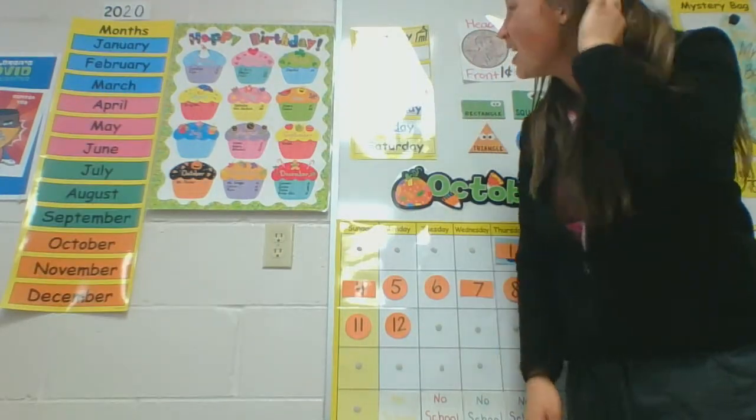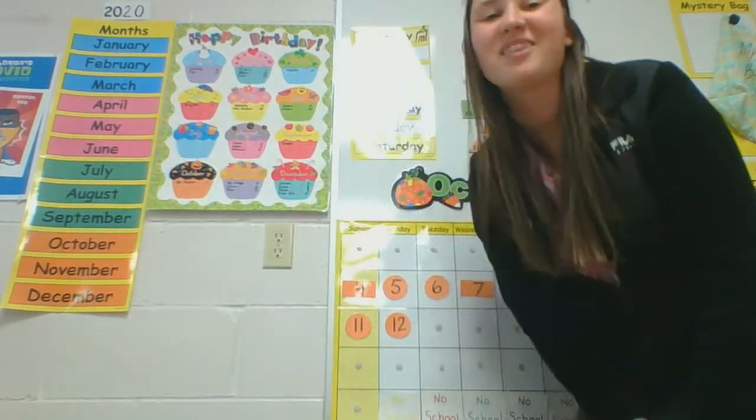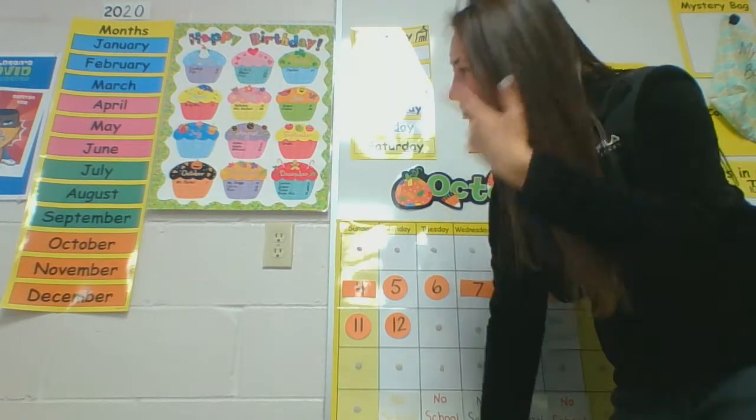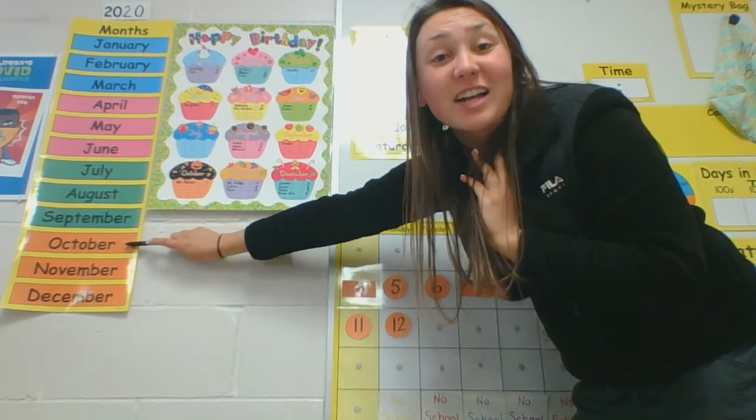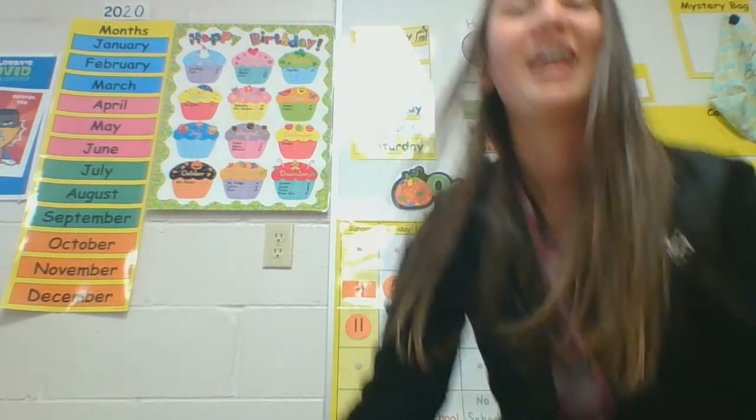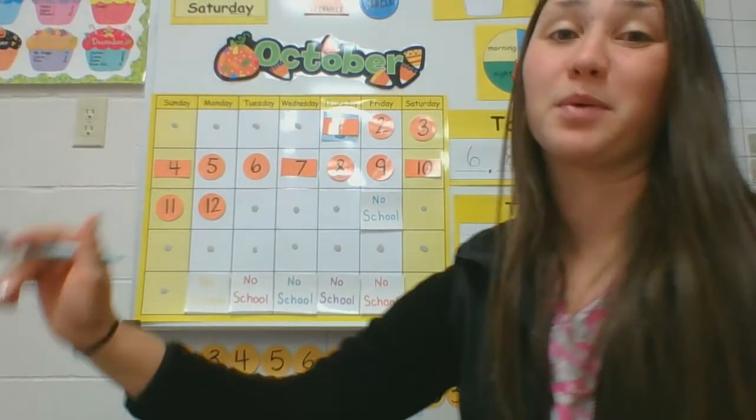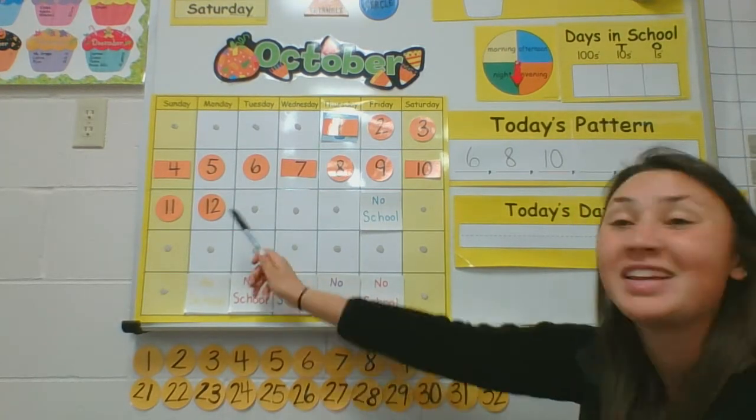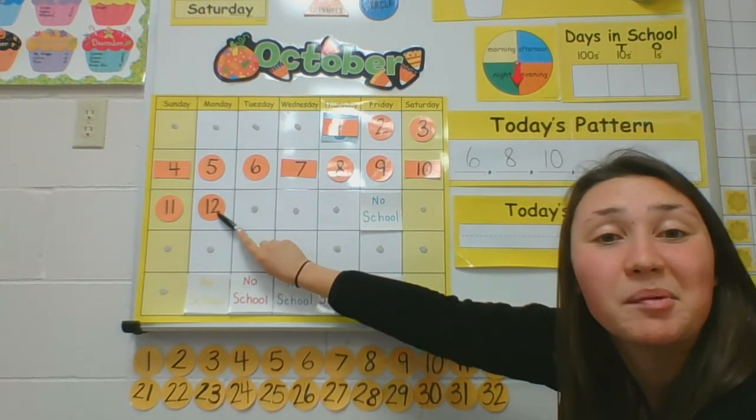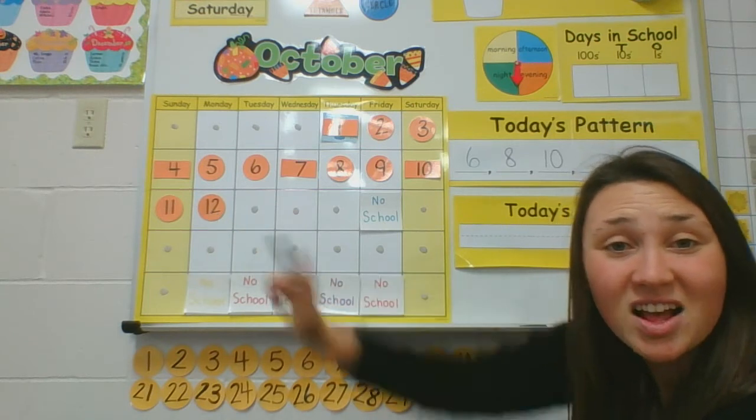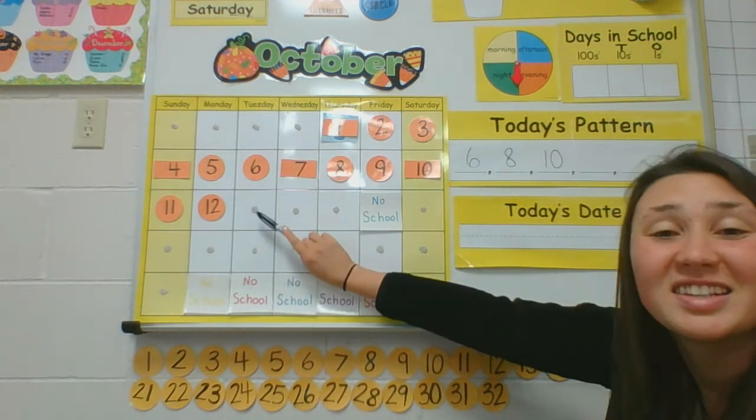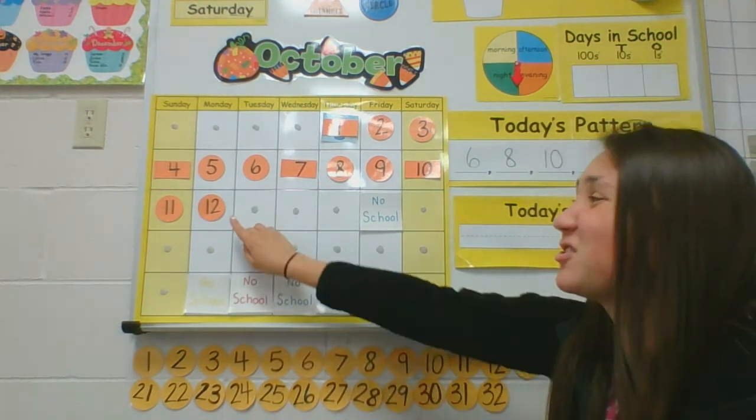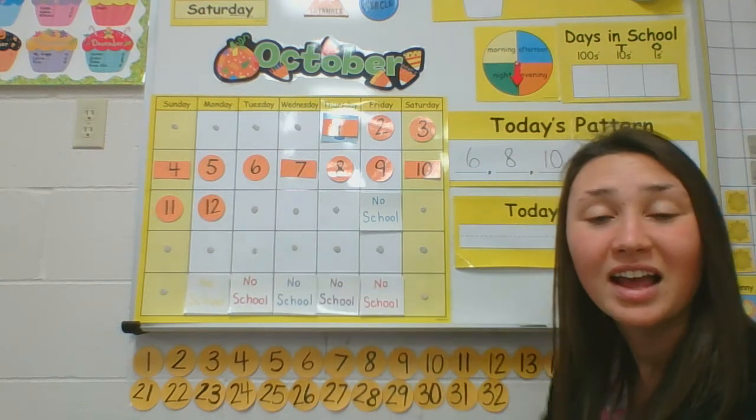Thanks, boys and girls, for doing that with me. And what month are we in right now? Do you remember? It's one of these orange ones. Yeah, October. We're in October right now. And take a look at our calendar to see what day in October we're on. Well, boys and girls, yesterday was the 12th. So we're going to get up to today, which is what comes after 12. After 12.